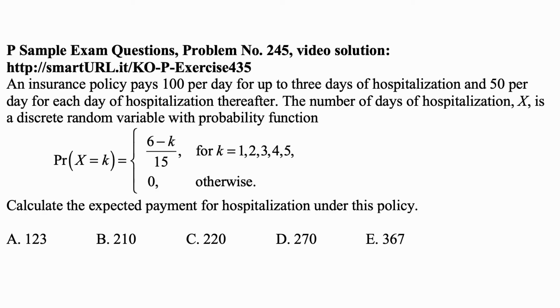Here's a problem for today for exam P on probability. An insurance policy pays $100 per day for up to 3 days of hospitalization and $50 per day for each day of hospitalization thereafter. The number of days of hospitalization, x, is a discrete random variable with probability function. Probability that x is equal to k equals (6 minus k) over 15 for k equal to 1, 2, 3, 4, or 5, and the probability function is 0 otherwise. Calculate the expected payment for hospitalization under this policy.